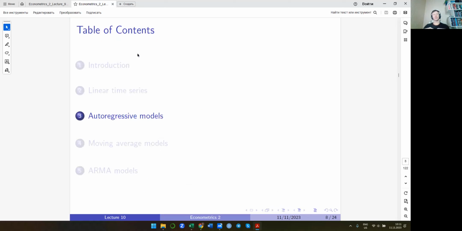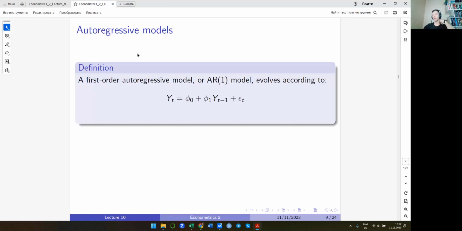We will take three classes of models: AR models, autoregressive; moving average, MA models; and their combination, ARMA models. And we will talk about their properties: when they are appropriate for modeling time series, when they are not appropriate, and how to characterize them. So first of all, the simplest case of autoregressive models is the first order autoregressive model, AR1.